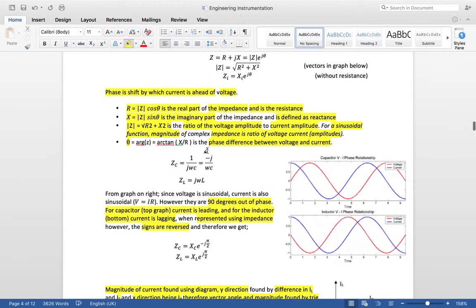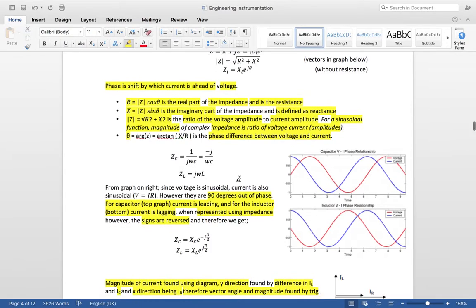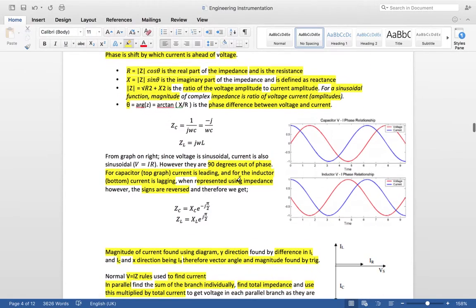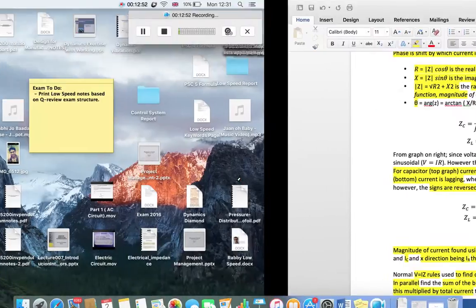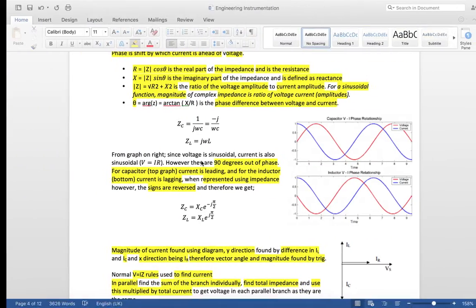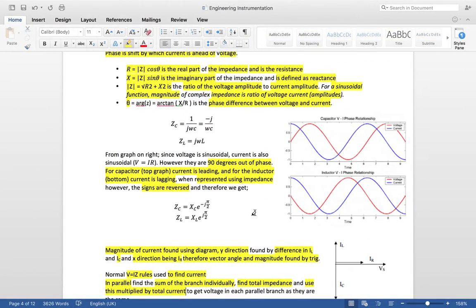You need to know also this complex part, so you need to remember this. For the capacitance, C is the capacitor, and L is the inductance. Those are the core components of the impedance, and they can be written like this. So as I was saying before, this is the formula you need to know.